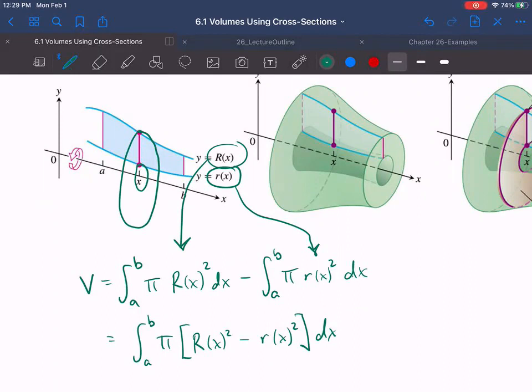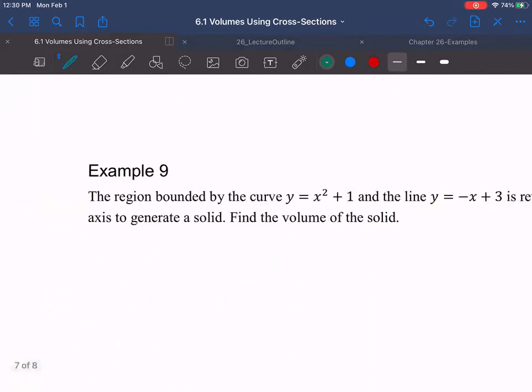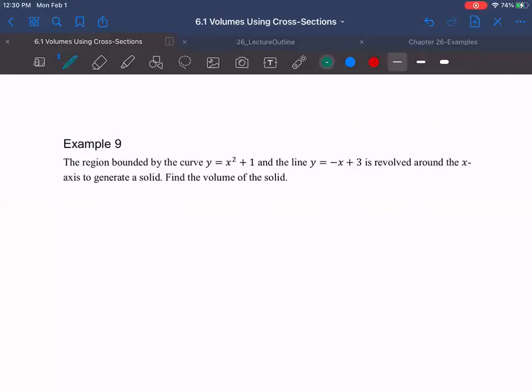All right, any questions on that? So we should try one. Example 9. The region bounded by the curve x squared plus 1 and the line negative x plus 3 is revolved around the x-axis to generate a solid. Find the volume of the solid.